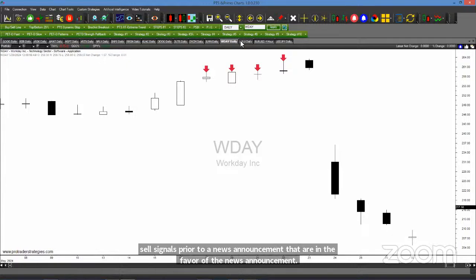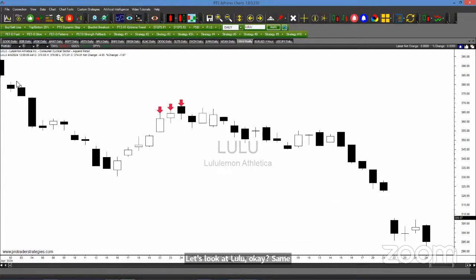Let's look at Lulu, okay? Same process here. We have phase 1, the downtrend. Phase 2 is the bounce. Here we had a cluster of sell signals. Took a little while for it to kick in, but coming into this last week, you could have potentially captured 70 points.